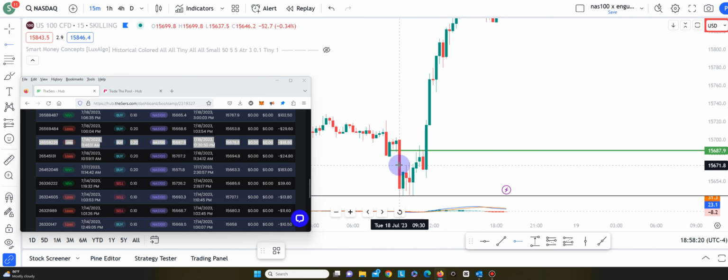So I entered here at 10 at 15668.6, and then I actually got stopped out within 3 minutes on the same candle at 15653.8 for a total loss of 2960, right? So I had my loss relatively the same.